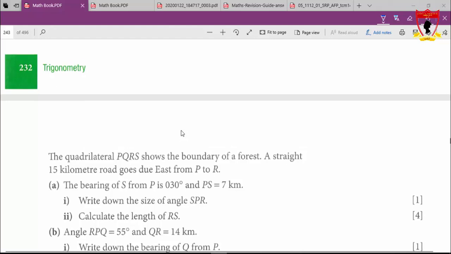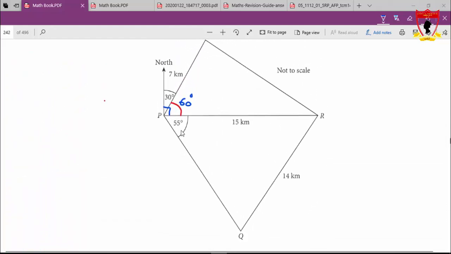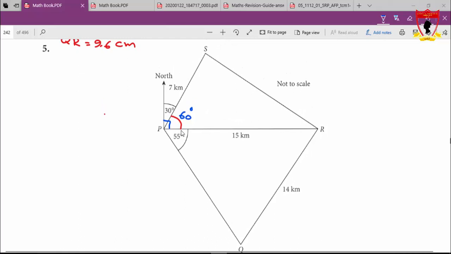Calculate the length of RS. RS is manageable now because we have two sides with the angle between them. We can use the cosine rule to find RS. Then RS squared is equal to the other two sides, 7 squared plus 15 squared, minus 2 times 7 times 15 times cosine of 60. Now let's calculate this.